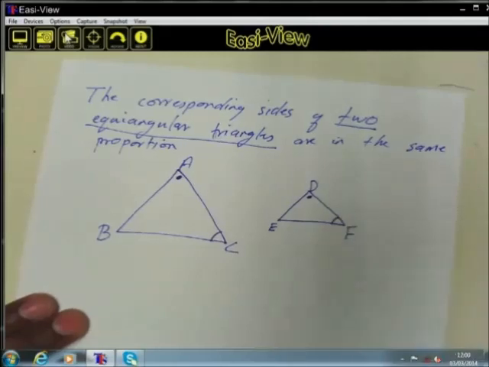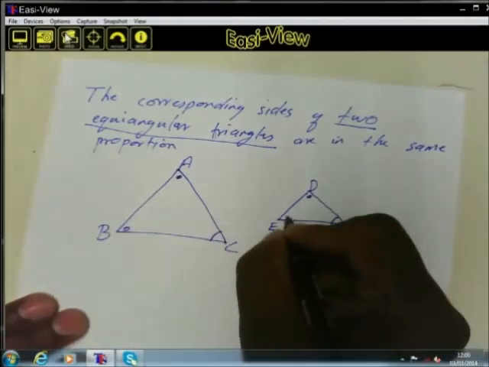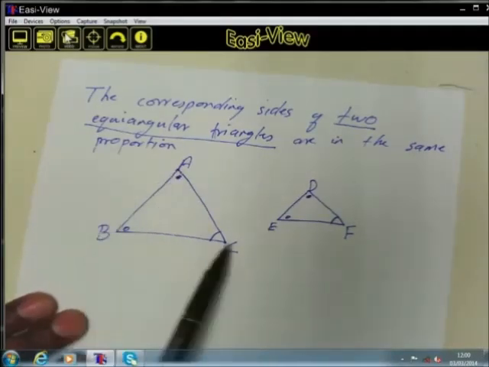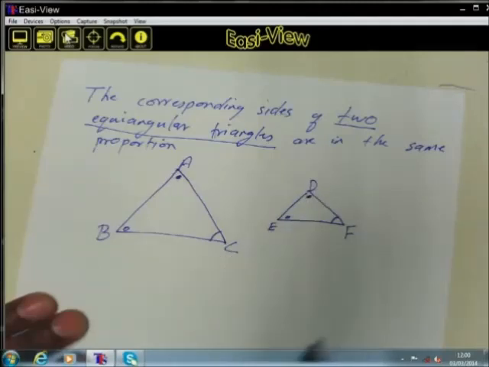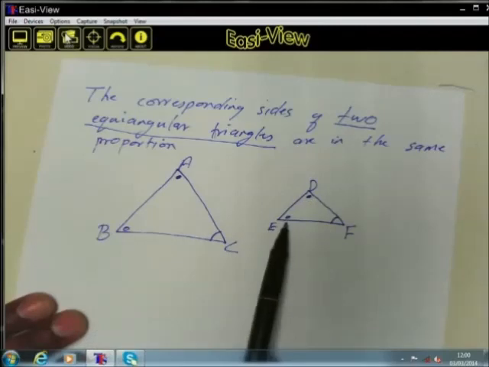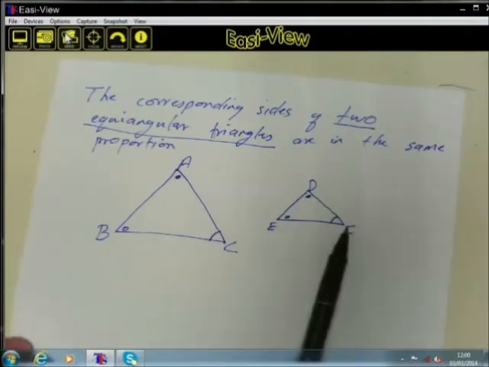Mark them the same way because they are equal. We need to mark them in the same way. Then angle B, let me make a smaller circle. Angle B is equal to angle E. That is what is given. We've got triangle ABC and triangle DEF such that angle A is equal to angle D, angle B is equal to angle E, angle C is equal to angle F. That's the given. What are we required to prove?